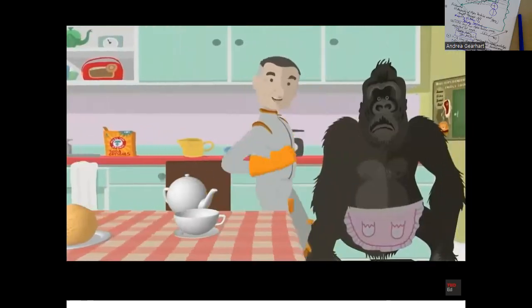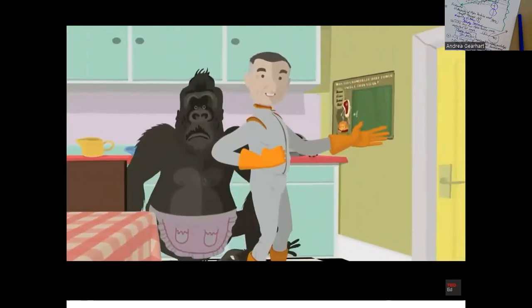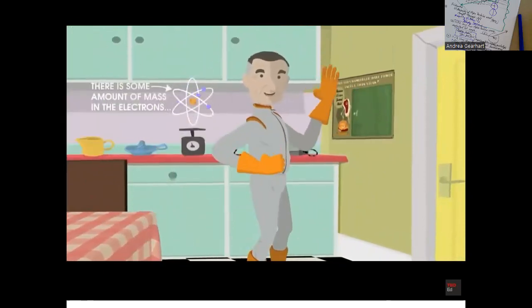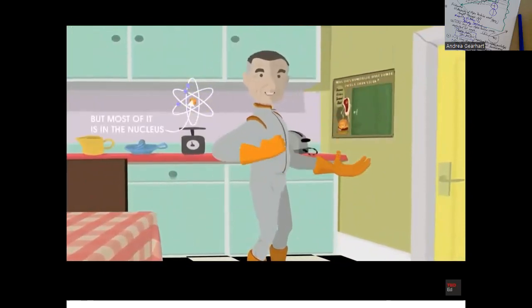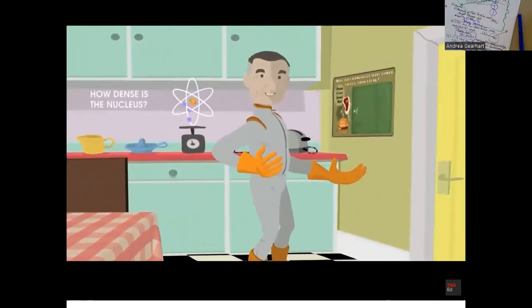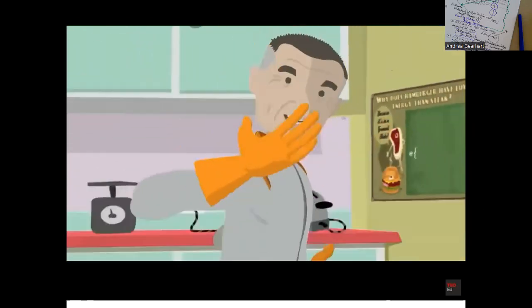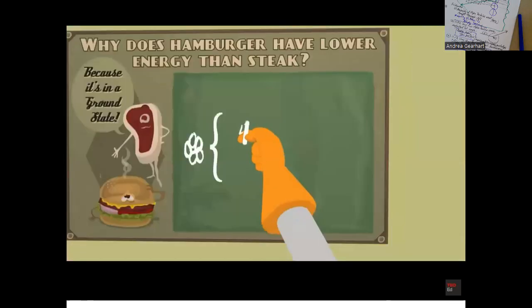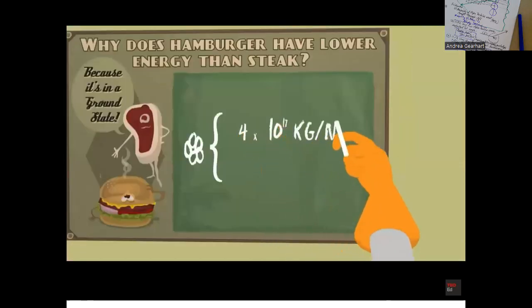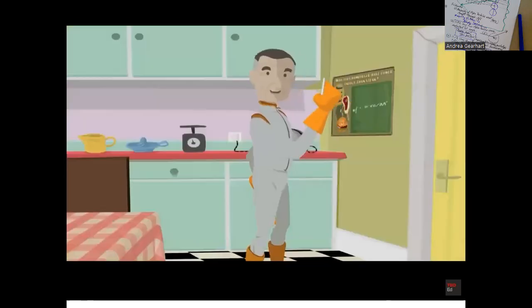Okay, one more thing, if I can even get more bizarre. Since virtually all of the mass of an atom is in the nucleus, now there is some amount of mass in the electrons, but most of it is in the nucleus. How dense is the nucleus? Well, the answer is crazy. The density of a typical nucleus is 4 times 10 to the 17th kilogram per meter cubed. But that's hard to visualize.